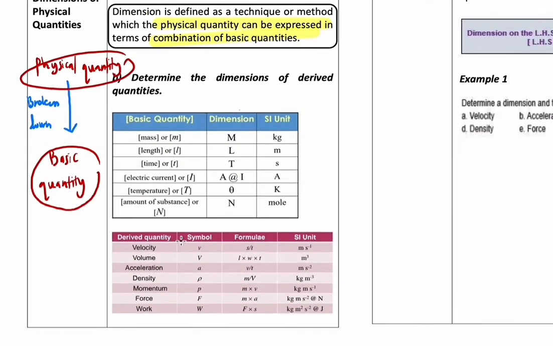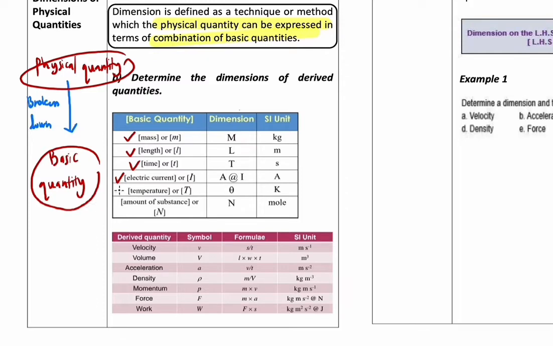So we have a few basic quantities here. Mass is a basic quantity, and its dimension is a capital M. This is the dimension we were talking about, and the SI unit is kg. We also have length. The dimension is a capital L, and the SI unit is meter. We also have time, where the dimension is a capital T and the SI unit is a small s, which is seconds. We have electric current, where the dimension we can use A or I, and the unit is capital A, which is ampere.